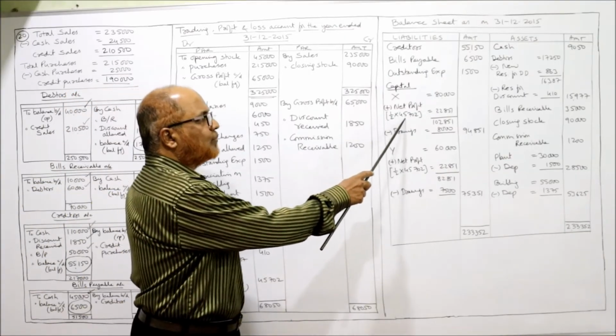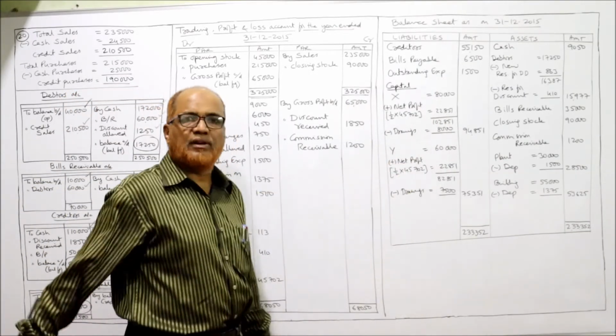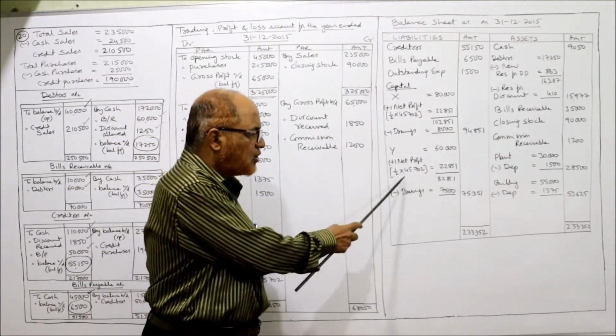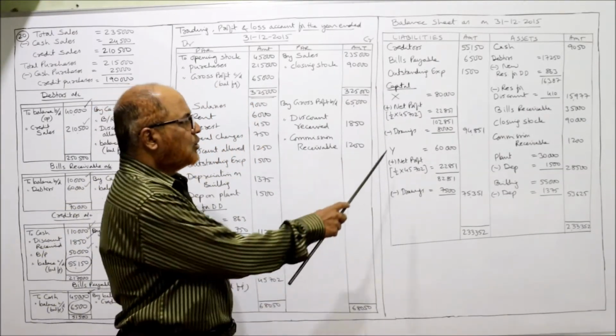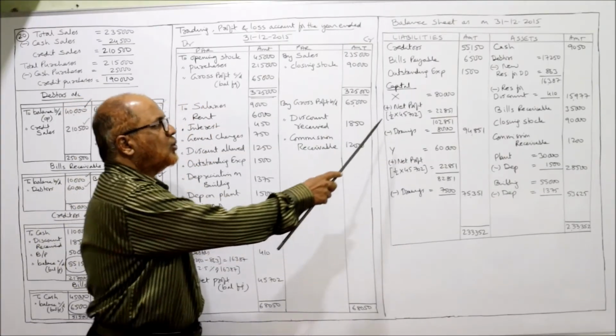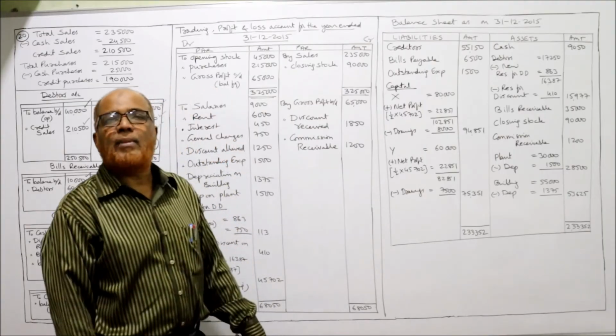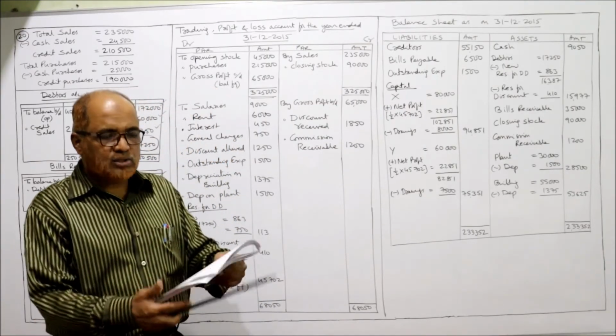45,702 into 1 by 2 is 22,851. Half of the profit will be given to X and the remaining half will be given to Y. So half of 45,702, 22,851, add up to 1,02,851, minus drawings. Now see the cash book.